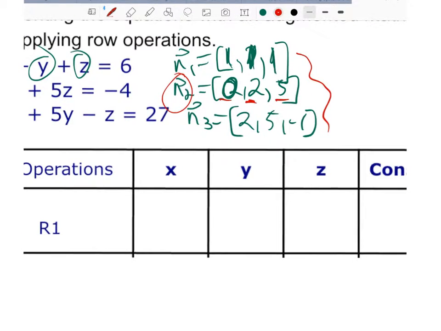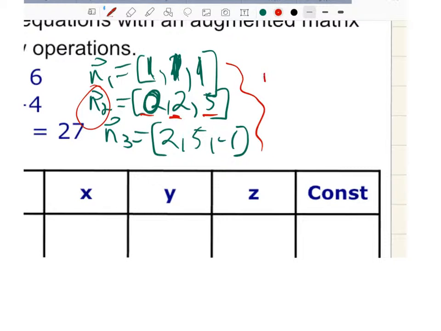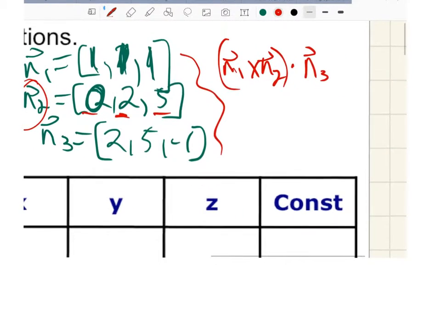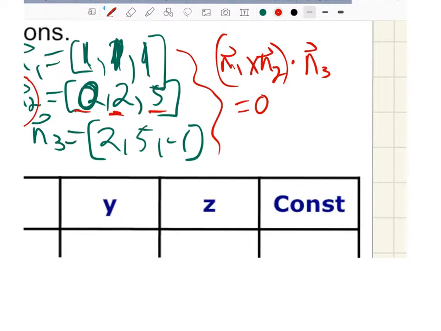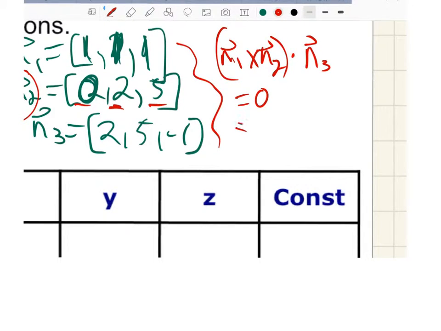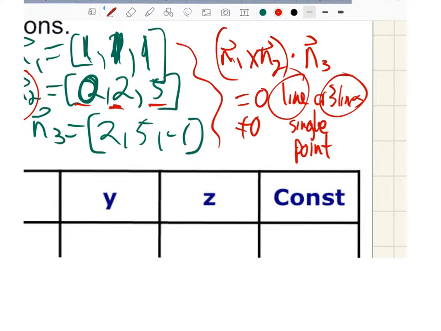So the next thing you probably would do is N1 cross N2, get that answer, and do the dot product with N3. If that was to equal 0, that would mean they intersect in a single line, or in three lines, like the triangle. So that's if it was 0. If it was not 0, that would mean they intersect at a single point. So this is a line or three lines. This one is inconsistent, this one is consistent.